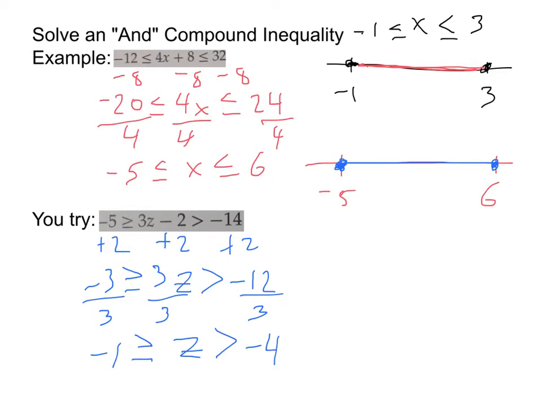It doesn't matter. We'll just go on our number line here and take a look. So we have negative 4 up to negative 1. Negative 1 is greater than or equal to z, so z has to be less than or equal to negative 1, so it would go this way. Then it says z is greater than negative 4, so that would go this way until those two meet there.